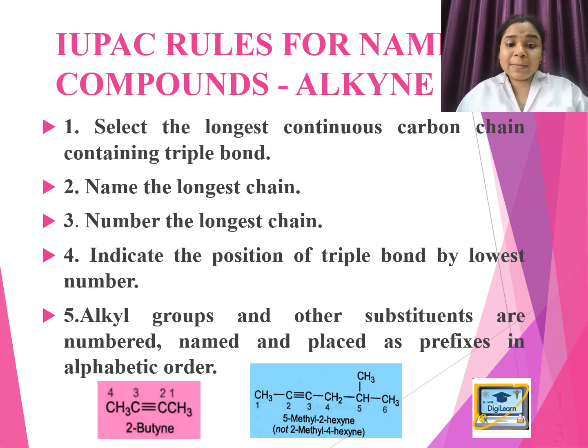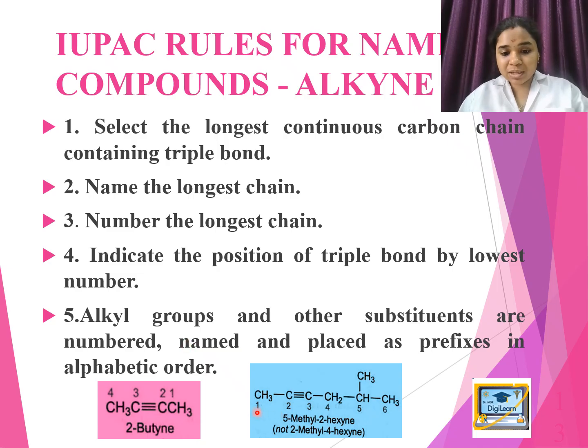Now, IUPAC rules for naming compounds: alkyne. We have seen about alkane and alkene. Now moving into alkyne. First three rules are similar. Select the longest continuous chain, name the longest chain, and number the longest chain from the end where your triple bond gets the lowest number. In alkene, the double bond should get the lowest number, whereas in alkyne, your triple bond should get the lowest number. And the alkyl groups and the other substituents present are numbered and placed in alphabetical order.